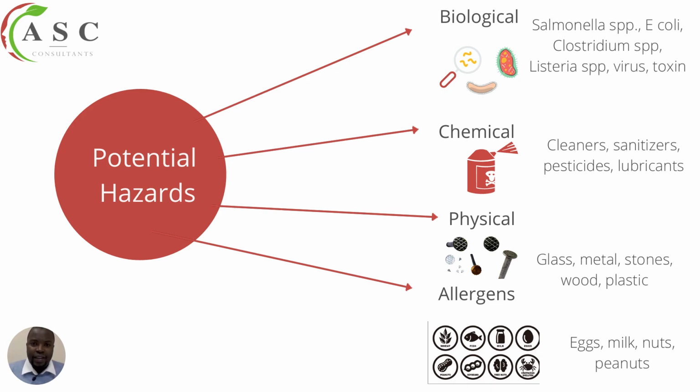Now, let's look at the examples of biological. We have, for example, Salmonella, E. coli, Clostridium, Listeria, and some viruses that produce toxins. Under chemical, we have cleaning chemicals, sanitizers, pesticides, and maybe maintenance lubricants. Under physical, we have glass, metal, wood, and also maybe stones that could be found in our food. And then under allergens, it is soya, eggs, crustaceans, fish, milk, nuts, peanuts, etc.